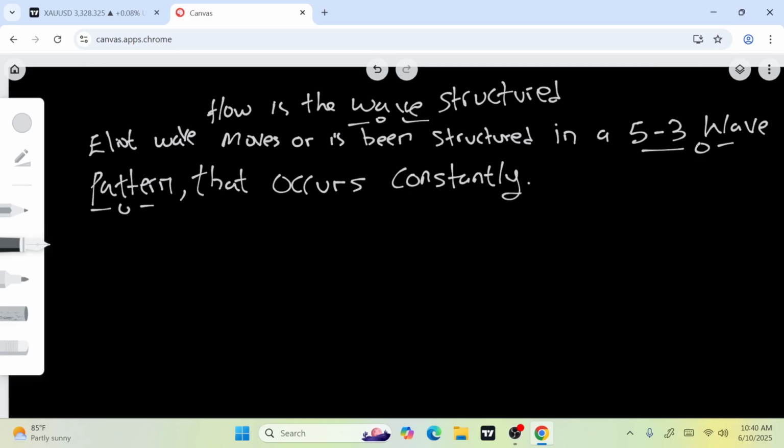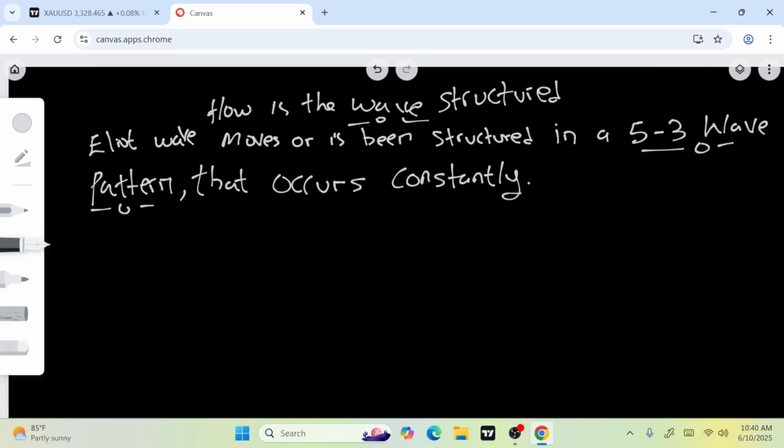Now, in this, you can see that we have what? 5 3 wave pattern. So let's look at the 5 wave pattern first, then we will go to the 3 wave pattern. This means that the pattern wave moves in what? In 5, and after the 5, 3. But there's a way this wave is being structured that you need to know as a trader.